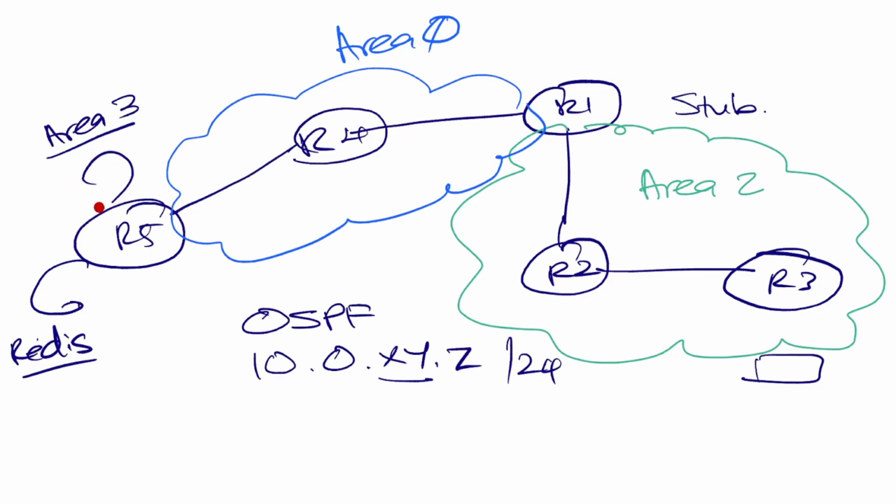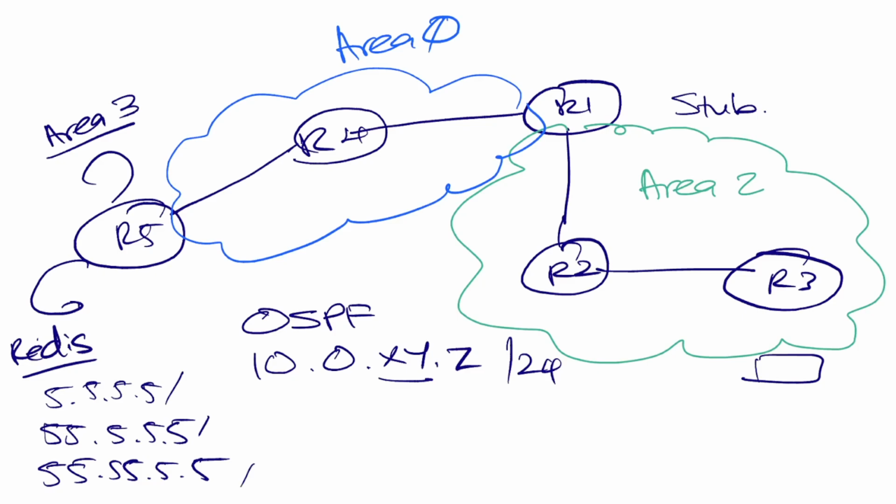Similarly, for area 3, we're just going to make some bogus numbers, maybe 2 or 3 interfaces, and we're just going to make those interfaces loopbacks and include them in area 3. For our loopbacks here, for our redistribution, we're just gonna make it 5.5.5.5 and so on, all /32.